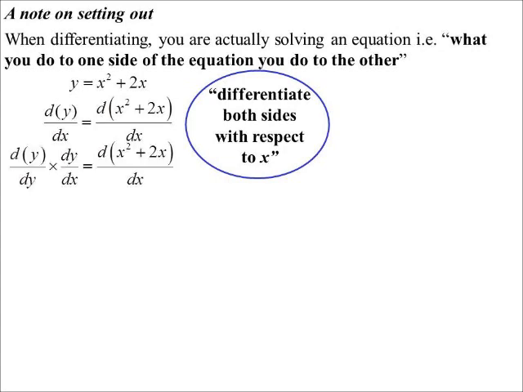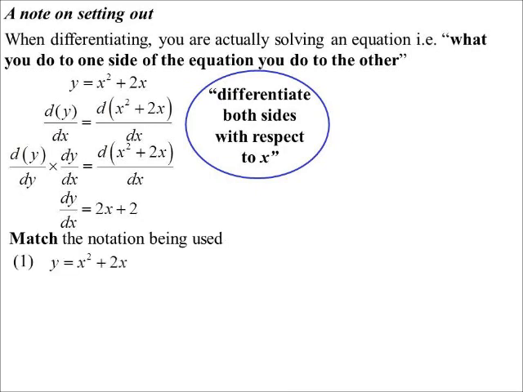Well, d/dx of y is dy/dx. And on the right hand side we get 2x plus 2. Reality is we go straight from the first line to this line. That's what we're actually doing. We're solving an equation. We're doing the same thing to both sides. The other important thing is to match the notation that's being used. So if I've got y equals x squared plus 2x, then I would say, oh, dy/dx is 2x plus 2. Or I could go y dash is equal to 2x plus 2.